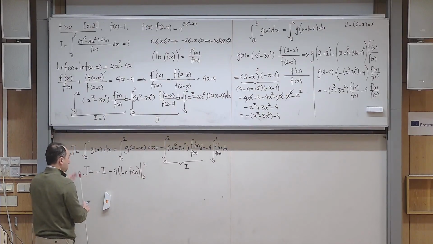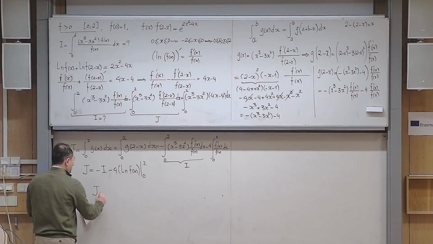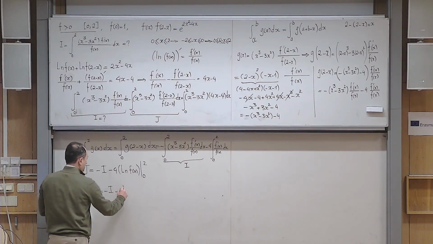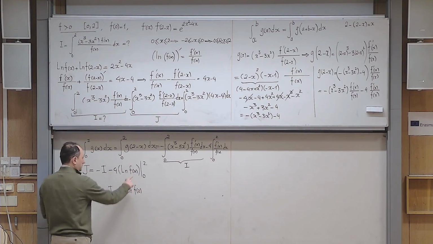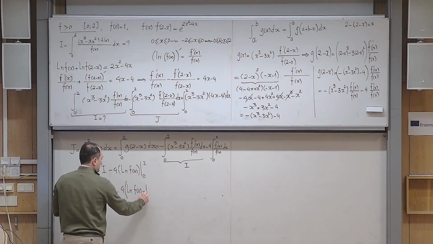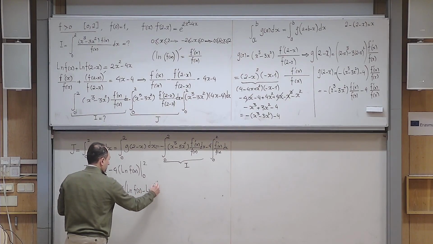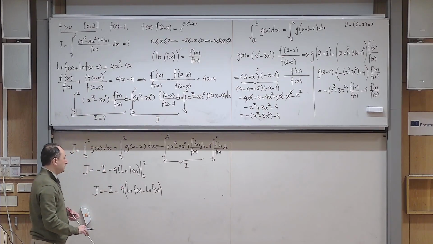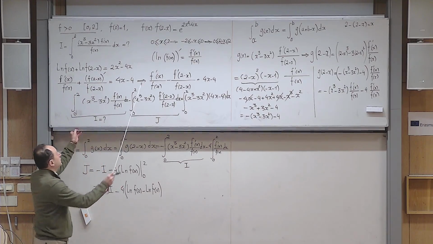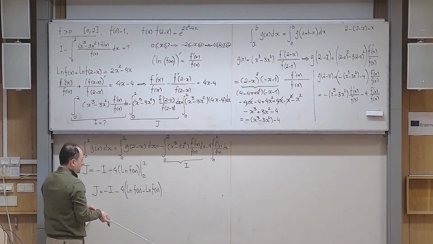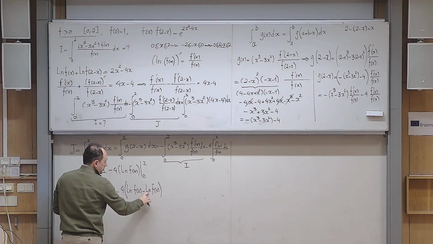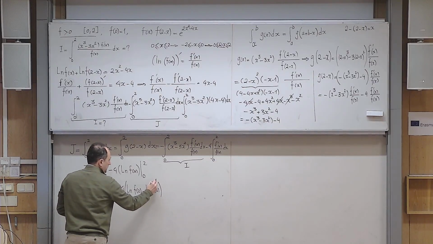So what does this mean? This means that j is equal to minus I minus 4 ln of f of 2. I have to replace x with 2 minus ln of f of 0. But can I calculate these things? Of course I can, because f of 0 is given directly in the problem to be 1. So f of 0 is 1, so ln of 1 is 0, so this will go away.